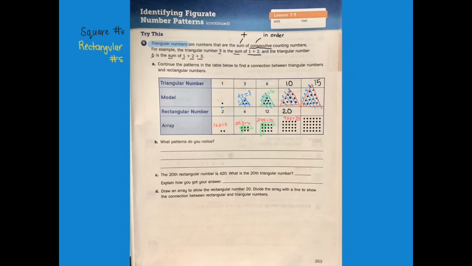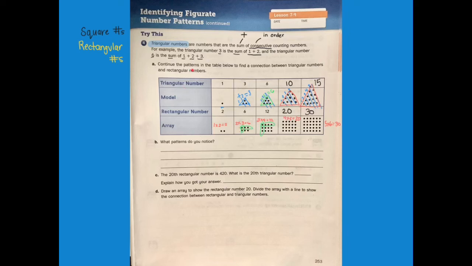We've got 1, 2, 3, 4, 5 by 1, 2, 3, 4, 5, 6. Oh, good, I was right. It's a 5 by 6 array. What does 5 times 6 equal, guys? 30. You're right. So the next rectangular number in our table is 30.